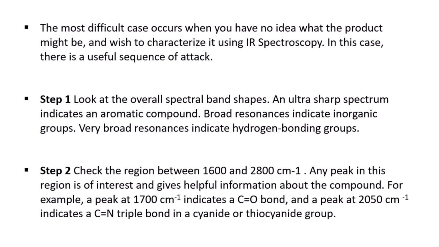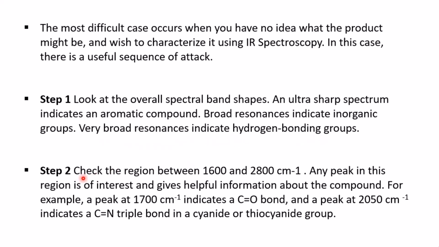So basically, what you need is to learn how to interpret the IR spectrum. So step one, you look at the overall spectral band shapes. That's the first thing you have to do. You have to make sure you know the shape of the bands that are being shown in the spectrum. An ultra sharp spectrum indicates an aromatic compound. A broad resonance indicates an inorganic compound. And very broad resonance indicates hydrogen bonded groups.